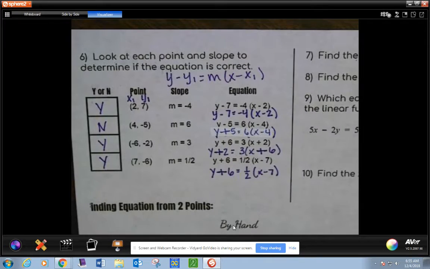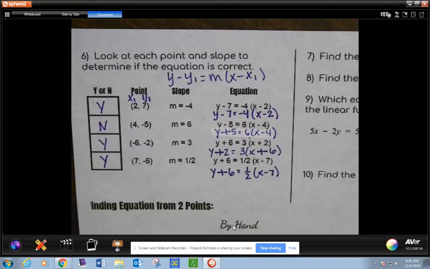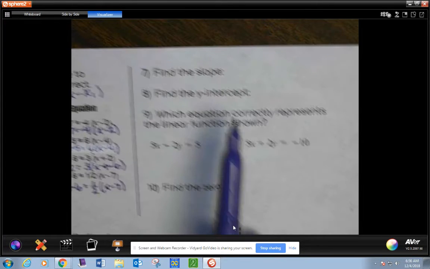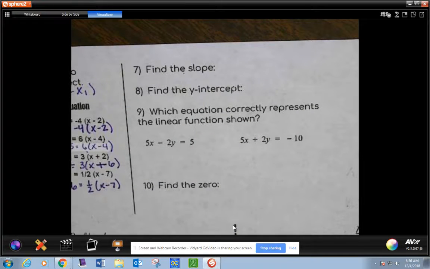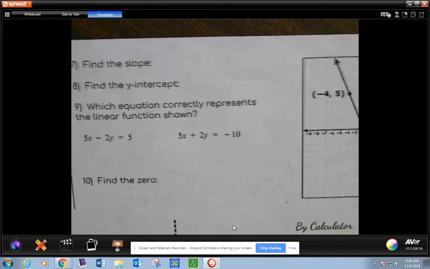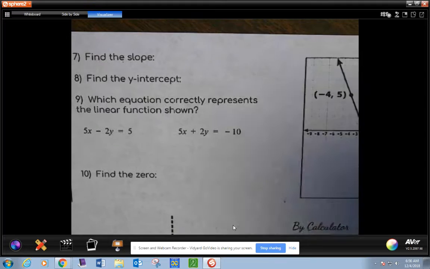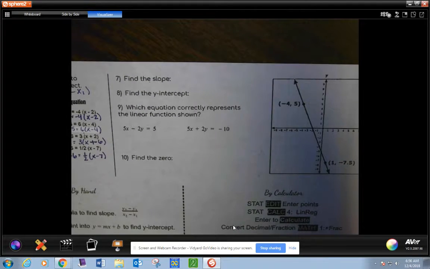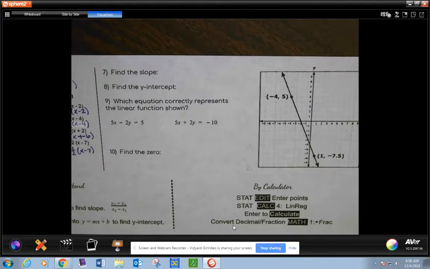Okay, for problem 7, we're going to find the slope, the y-intercept, figure out which equation is the correct equation, and then find the zero. So the first thing that I am going to do is find the slope. Now, I can't show both the graph and these words. I could. Let me zoom out real quick. Maybe I can. There we go. Okay, I'm sorry that the graph is so faint, but it did give you points.